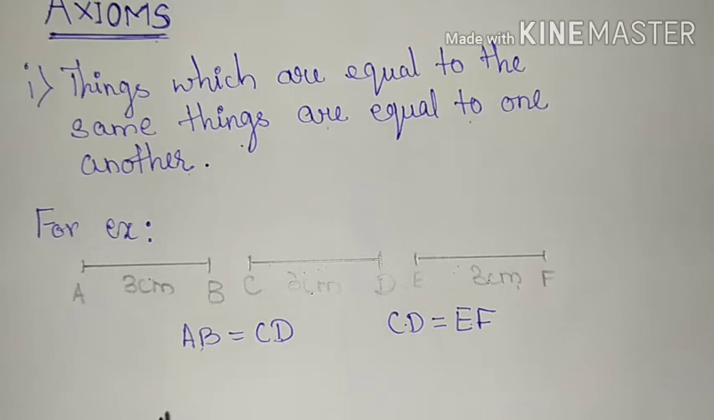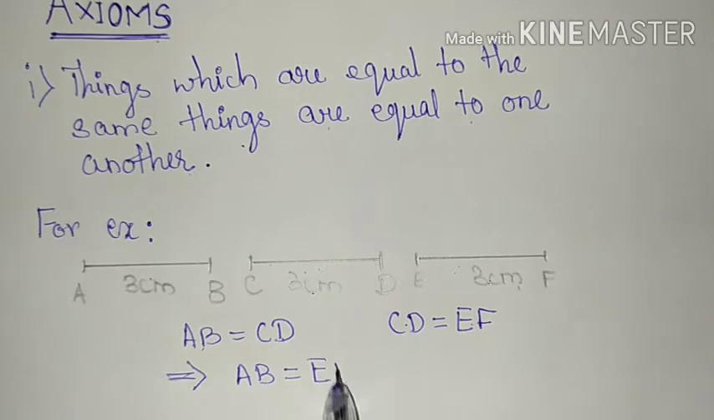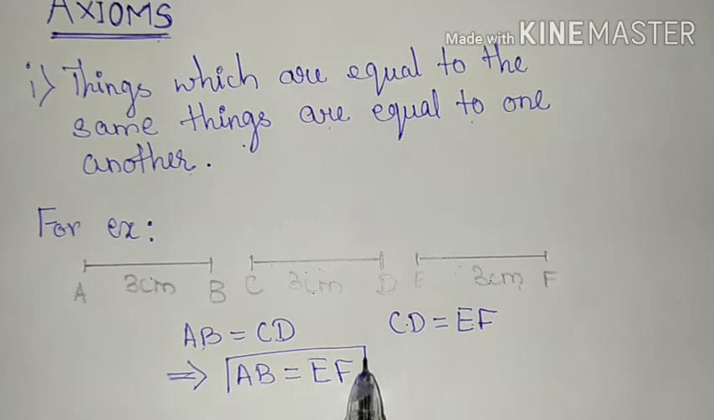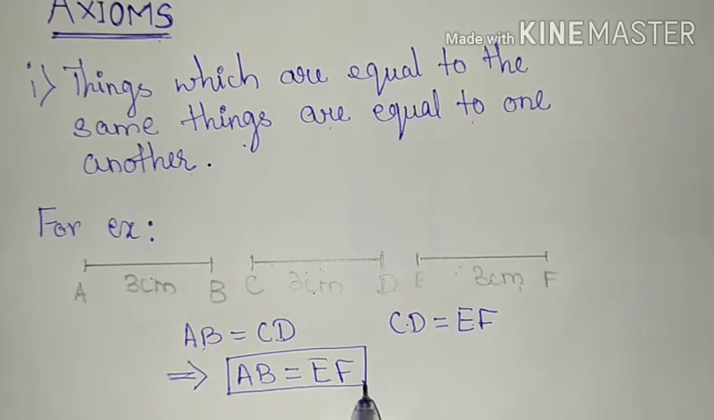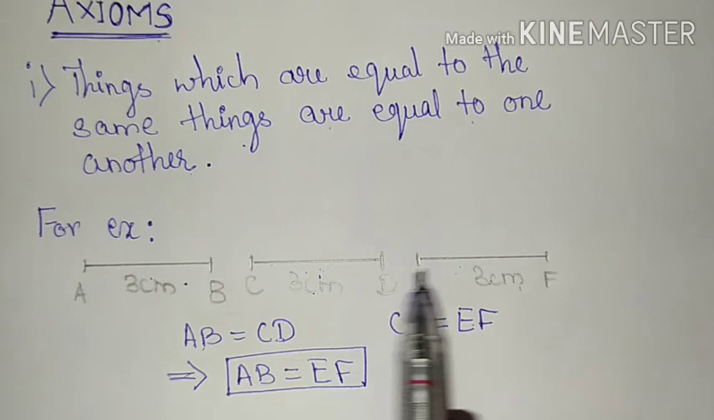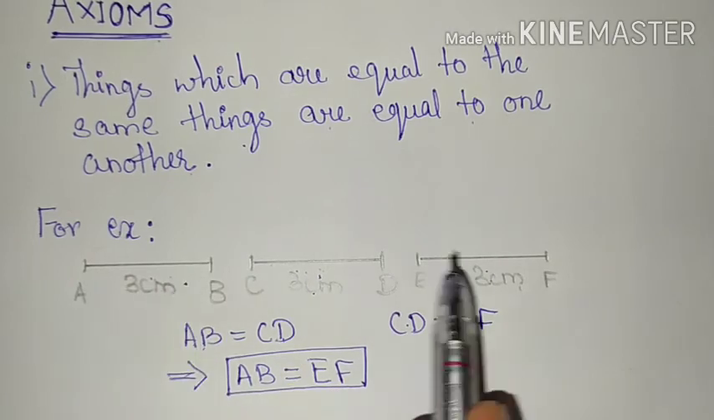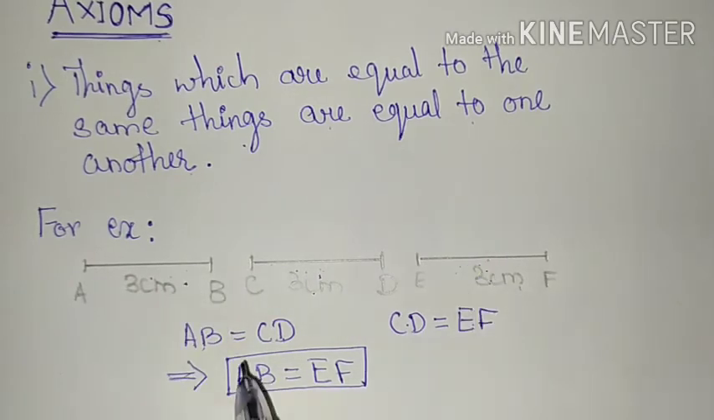Thus, I can confidently say that AB is equal to EF. Right? AB is equal to EF. Things which are equal to the same thing will be equal to one another. AB is equal to CD and EF is also equal to CD. These two things are equal to the same thing, CD. Therefore, AB will be equal to EF. This is the first axiom of Euclid.